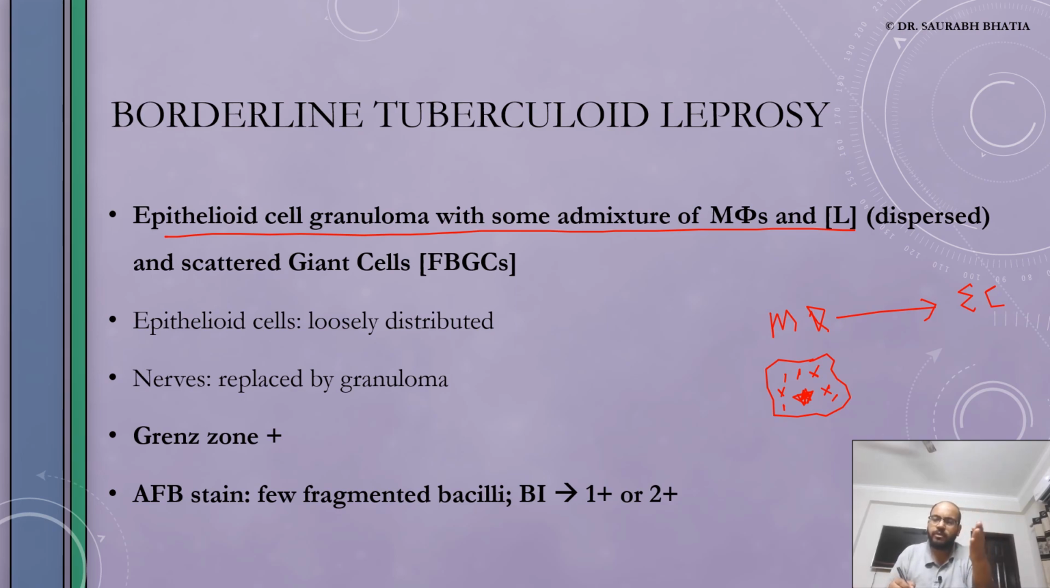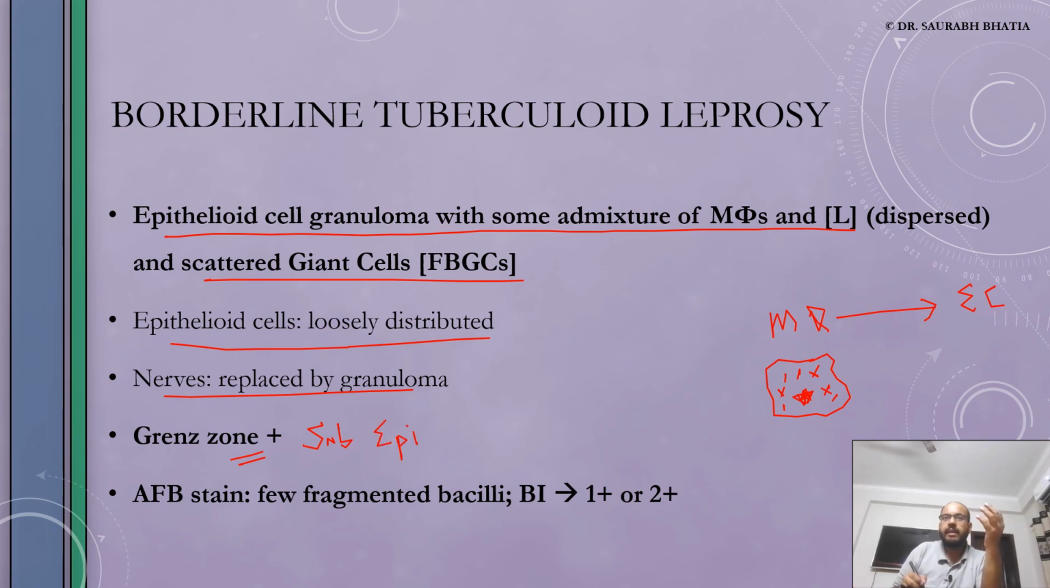So as you move towards the lepromatous pole, you will start to see more macrophages. There are scattered giant cells which are of the foreign body type. Initially in the tuberculoid pole, you have more Langhans type of giant cells, while as you move towards the lepromatous pole, you have foreign body giant cells. The epithelioid cells are loosely distributed. The nerves are replaced by granuloma. You have a Grenz zone present. So Grenz zone is a subepidermal zone.